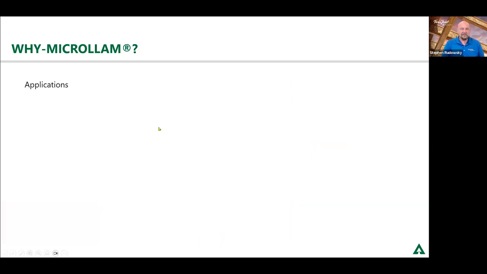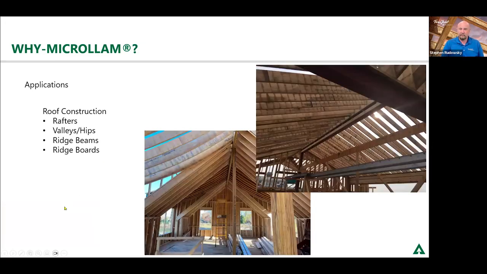So, different applications. A lot of people are like, well, where's the best use for Microllams? For us, where I'm located, roof construction is a huge process for it. Rafters, you can see in these two different ones that we have long span rafters in that upper right picture. And in the lower left, this is a house that we're doing in New Jersey. It's a little hard to see, but all of those LVLs are actually cut to a radius so that it looks curved on the inside and the outside of the house.